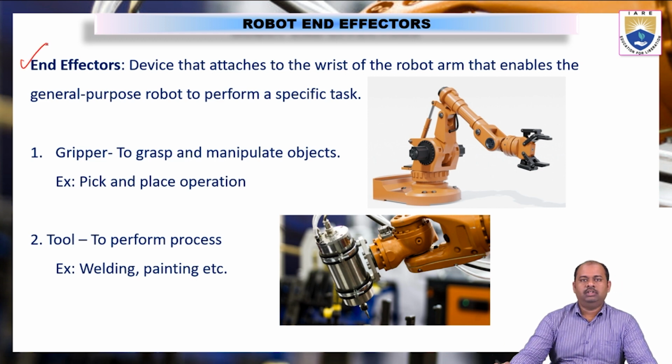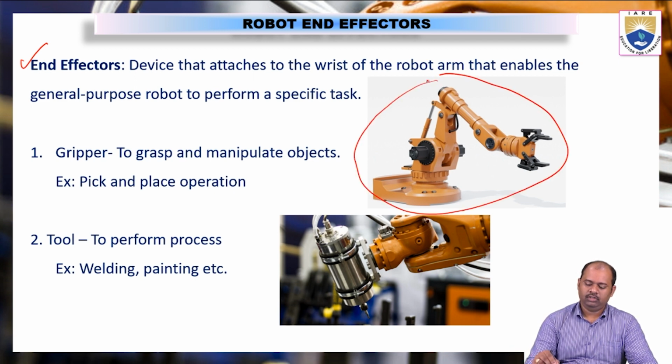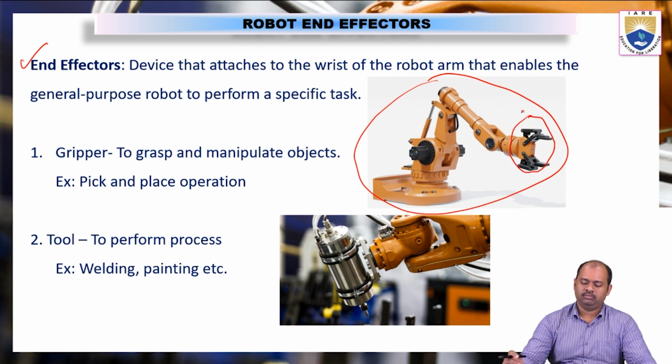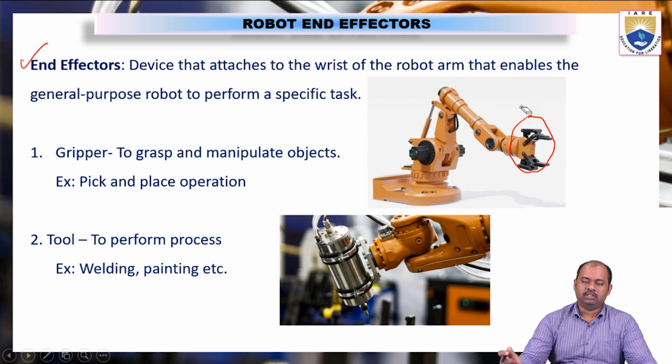The basic definition of an end effector is the device which is attached to the wrist of the robot that enables the general purpose robot to perform a specific task. You can see in this picture, there is an attachment connected to the end point of the robot. This thing is called an end effector.